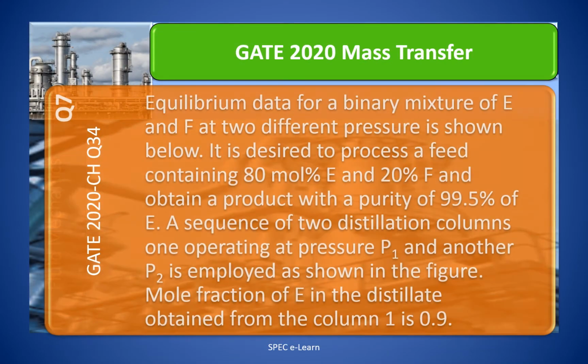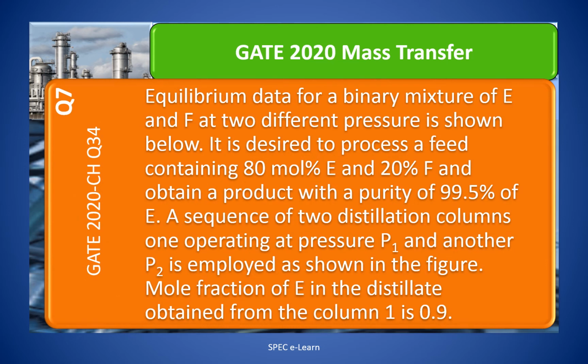GATE 2020 question number 34. Equilibrium data for binary mixture of E and F at two different pressures is shown below. It is desired to process a feed containing 80 mole% E and 20 mole% F and obtain a product with a quality of 99.5% purity of E. A sequence of two distillation columns, one operating at pressure P1 and another at P2, is employed as shown in the figure. Mole fraction of E in the distillate obtained from the column 1 is 0.9.